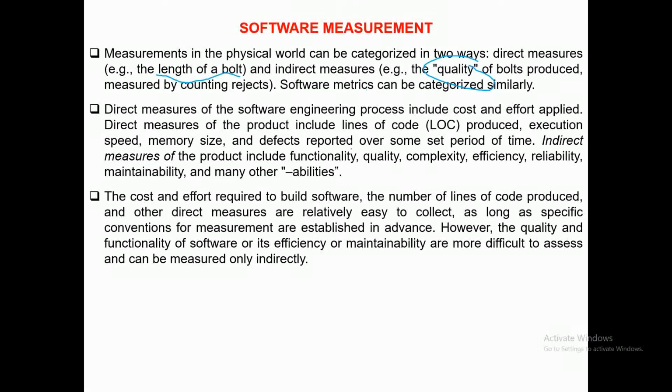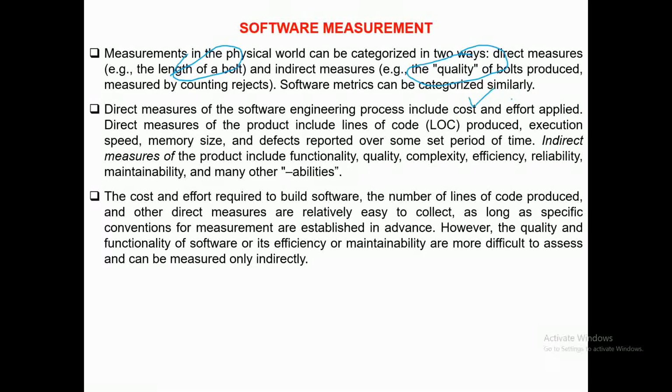Now direct measures of the software engineering process include cost and effort applied. So basically direct measures are based upon these two important factors, cost and effort applied. Cost means a particular number, say rupees, dollars. Effort means how many people are working and the number of hours they have spent working on this particular project. So cost and effort are the two main parameters.